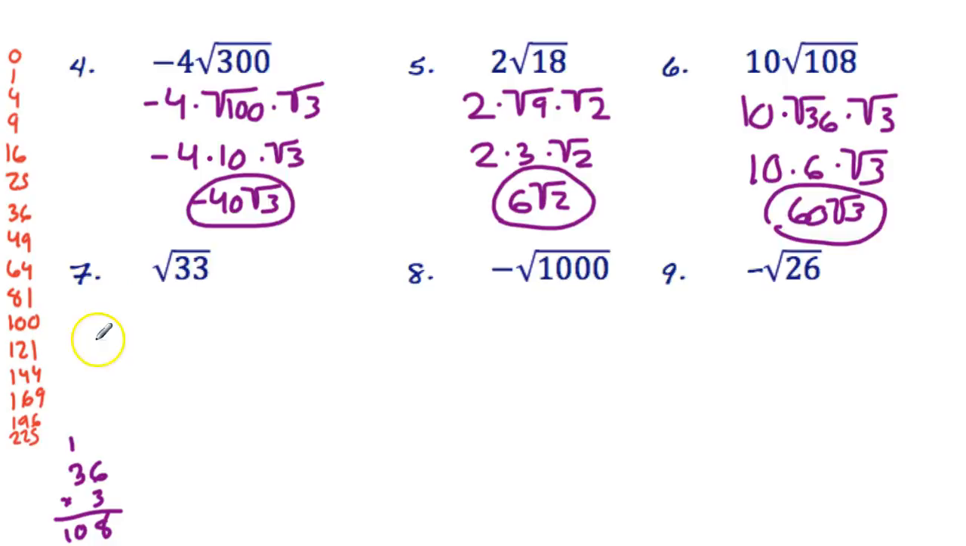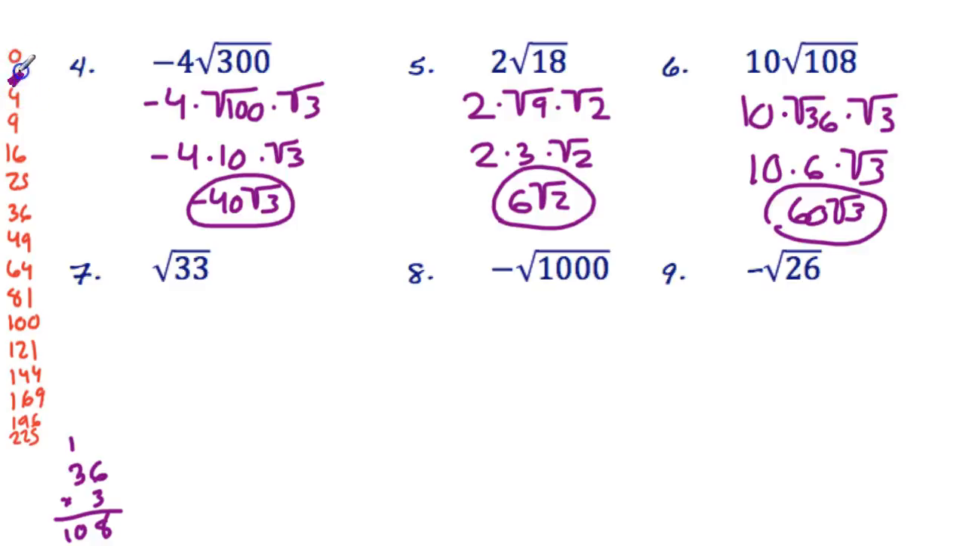This is great. All right, now we're looking at square root 33. So where's that? Well, that's between 25 and 36. Can 25 go into 33? Nope. 16? Nope. 9? Nope. 4? Nope. 1? Yeah, 1 can.